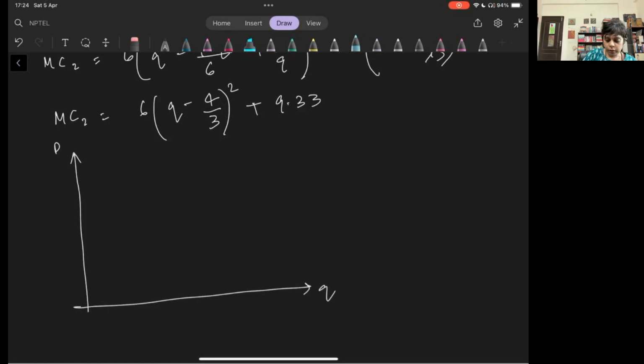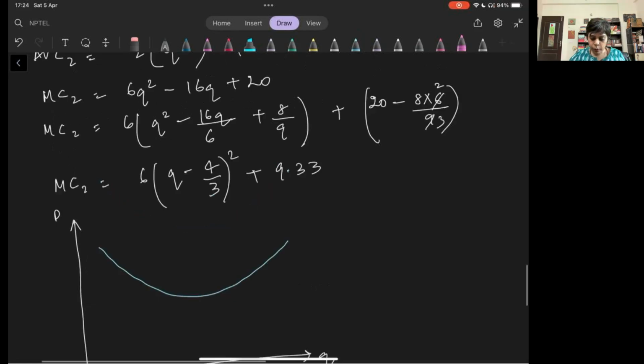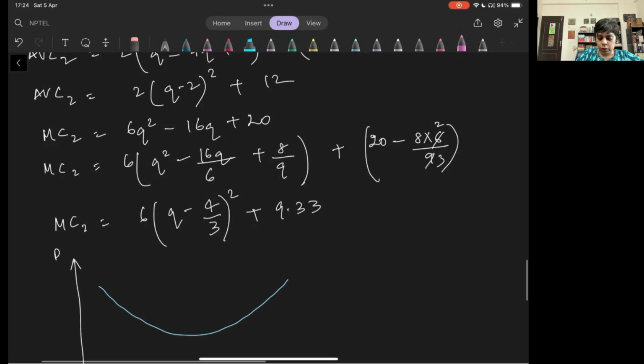So let's say this is the marginal cost curve, and let me see what is the value of both the functions at q equal to 2. This is 6 minus 4 by 3 is 2 by 3, whole square is 4 by 9. So this will again come out to be the same thing.